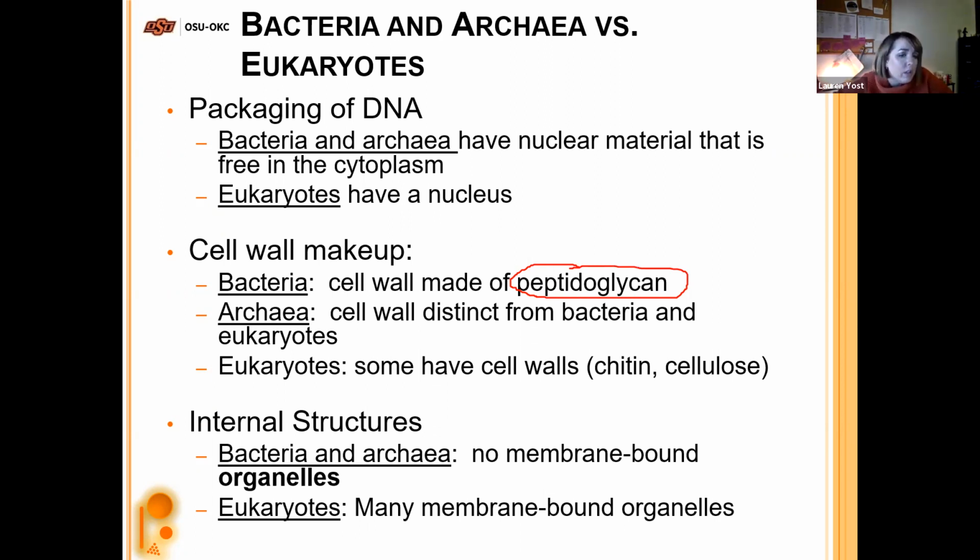And then eukaryotes that have cell walls, the fungi, for example, have chitin-based cell walls. And then plants have cellulose-based cell walls, okay? Then they have the internal structures, whereas bacteria and archaea don't have membrane-bound organelles. Eukaryotes have a lot, like mitochondria, endoplasmic reticulum, the Golgi apparatus, all of these.